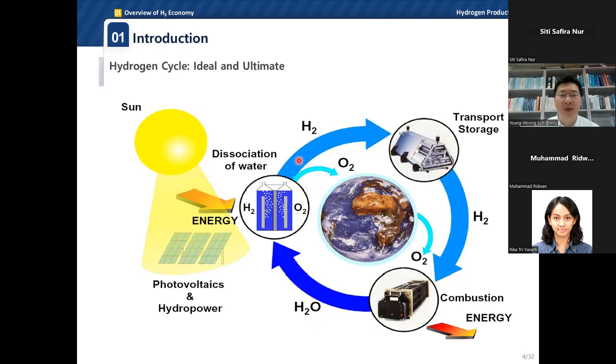This is very, very ultimate. We are not at this stage yet to efficiently and effectively use hydrogen in society. So we are now moving forward to the hydrogen economy.